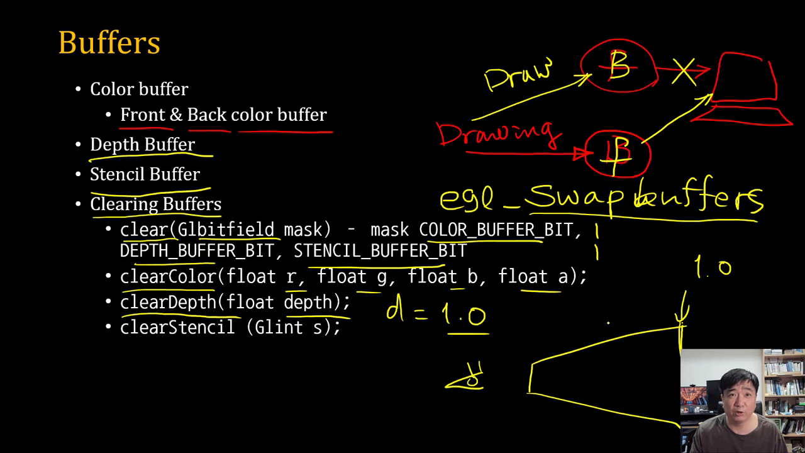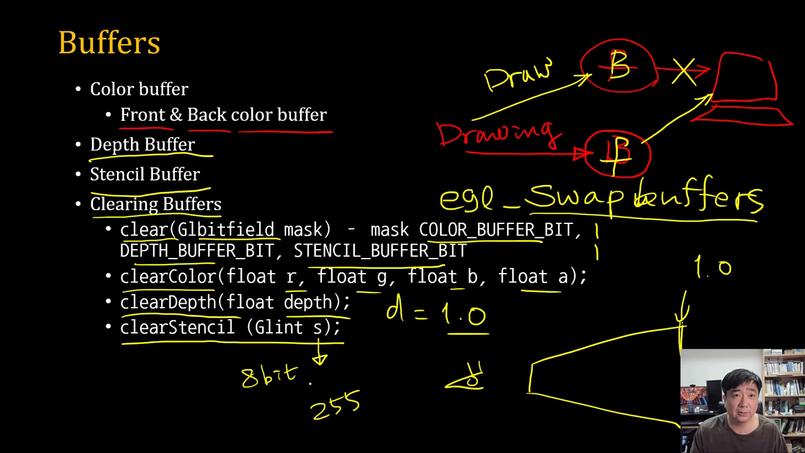Then of course we can set it with a different value. And then we can clear with a stencil value. The stencil value is an integer value, so be careful. Before that, we need to know the bit depth of the stencil buffer. If we want to change it to the max value, we need to know the stencil buffer size. For example, if the size is 8-bit, and I want to set the max value, then I will set it to 255.